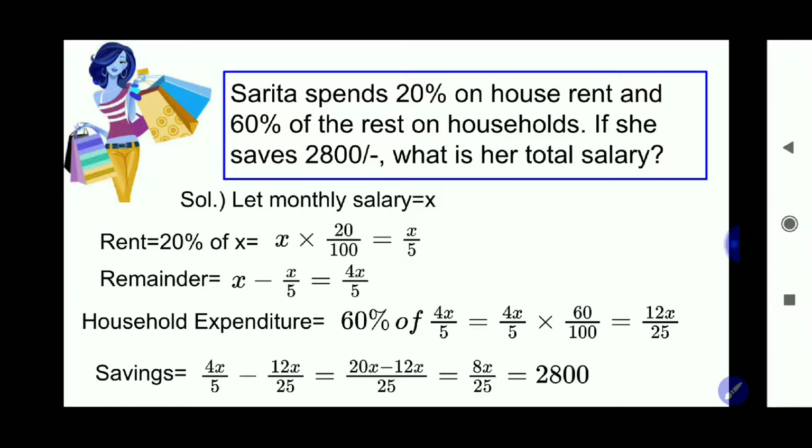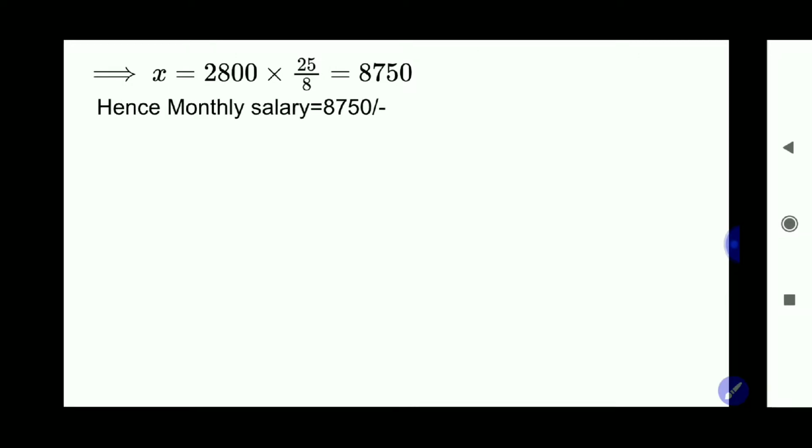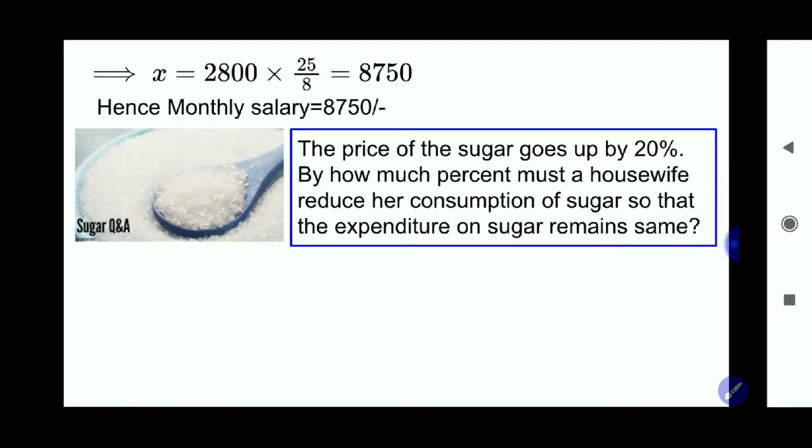Observe once again. 8x by 25 is equal to 2800 rupees. Hence x is equal to 2800 into 25 by 8. By simplification, 8750. Hence her monthly salary is 8750. One more question. The price of sugar goes up by 20%.